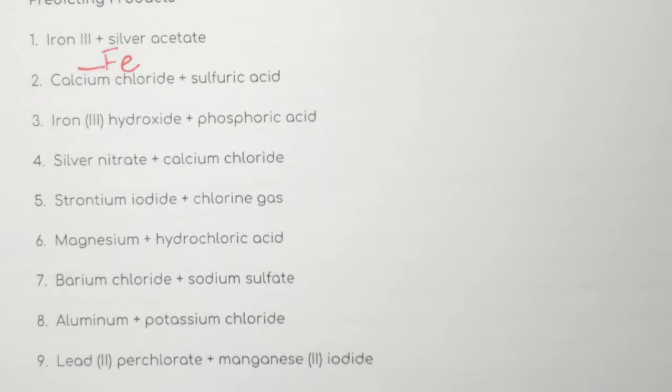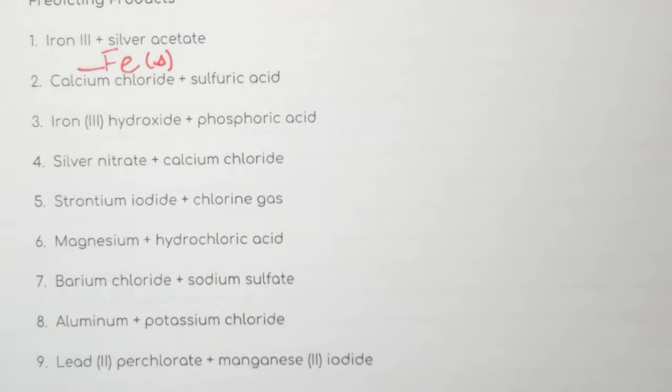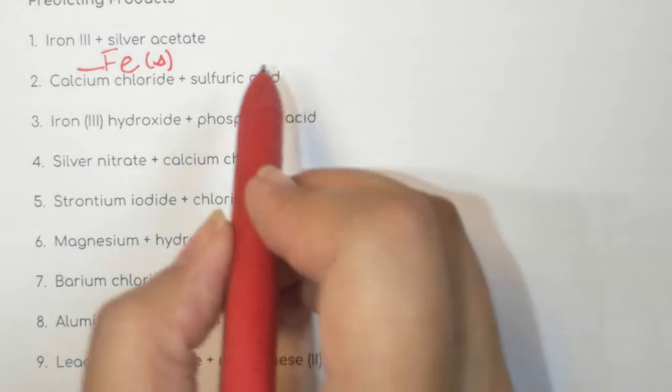Alright, the thing about predicting products, it leads us to net ionic equations, and we have to identify what's a solid and what is aqueous. And remember, aqueous is something dissolved in water. When we have metals by themselves, they are considered solid. So I'm going to put an S. I always write it in cursive. You can write it in print. So I know that that is a solid piece of iron that I'm working with.